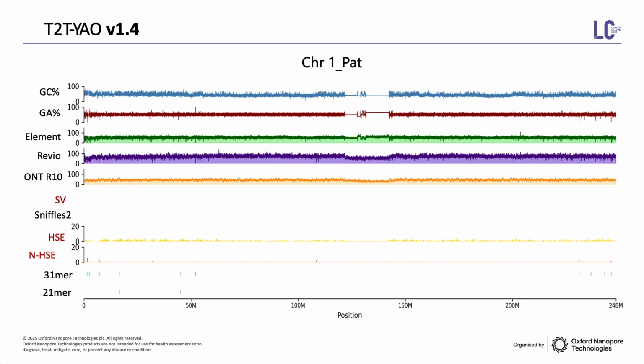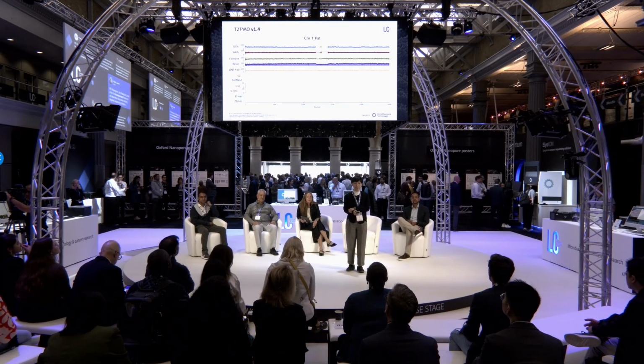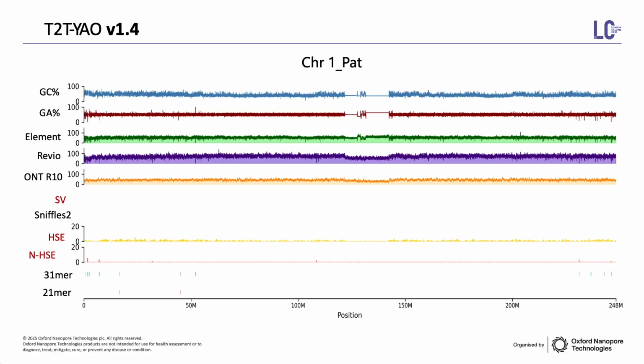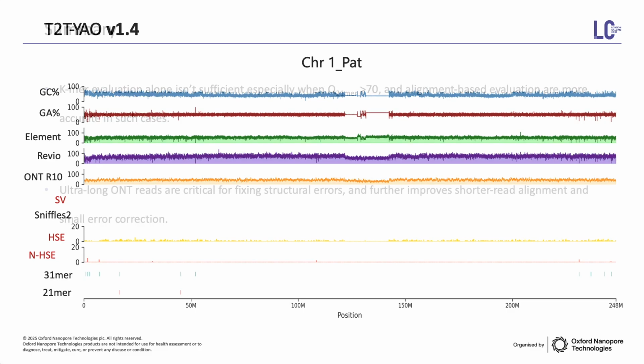After several rounds of polishing, we have successfully eliminated all the detectable structural errors, excluding those in the rDNA clusters. And this further improves the alignment of Illumina and reads. This enabled us to correct more than 90% of the small errors. And now the QV of the 21-mer has reached 85.28, approaching an error-free status.